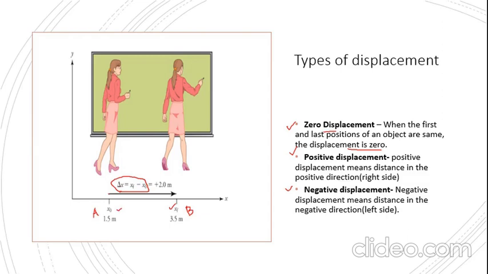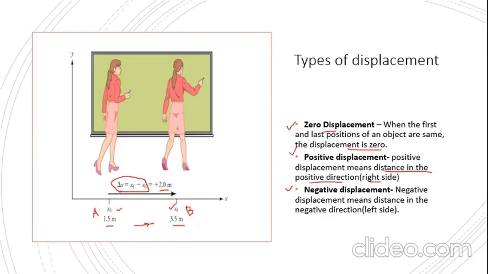So what is the position? The initial position xo is 1.5 meters. Initially she is at 1.5 meters and xf is 3.5 meters. So she is going to move from xo to xf. What is the distance traveled by her? Xf minus xo is equal to 2 meters. So this is called positive displacement. Positive displacement means distance in the positive direction, that is towards the right side.